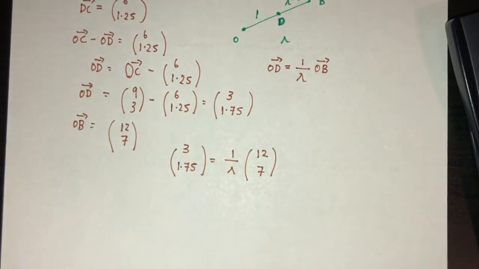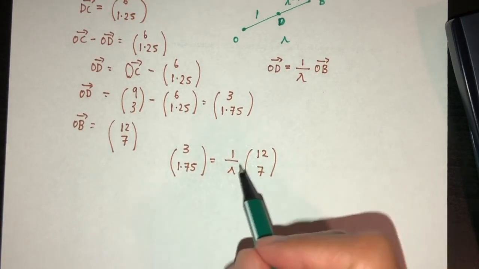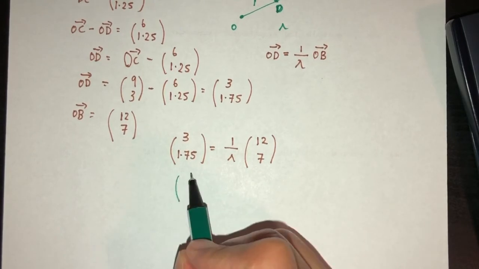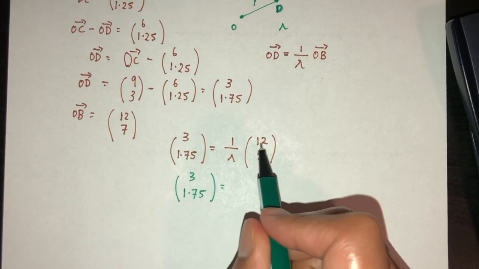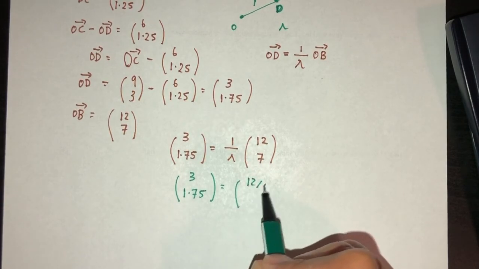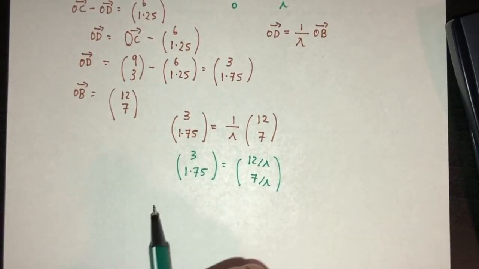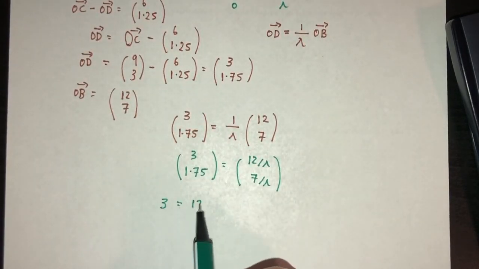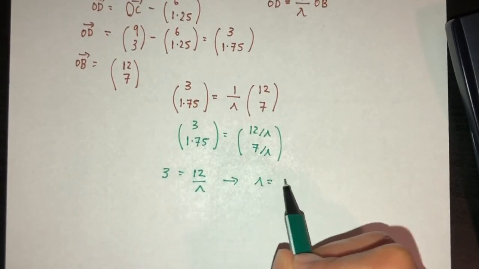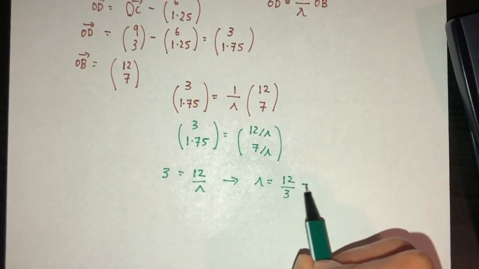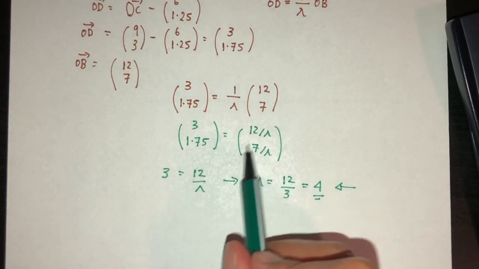So we just have to expand and see what is the value. So let's take the first one. You will have, so let's expand more. You will have (3, 1.75) is equal to, let's bring this one inside. You will have 12 over lambda, 7 over lambda. So we compare. 3 is equal to 12 over lambda. So from this you will have lambda is equal to 12 divided by 3. That will be 4. That's the first value that we have. Okay, let's see if that is true for this one.